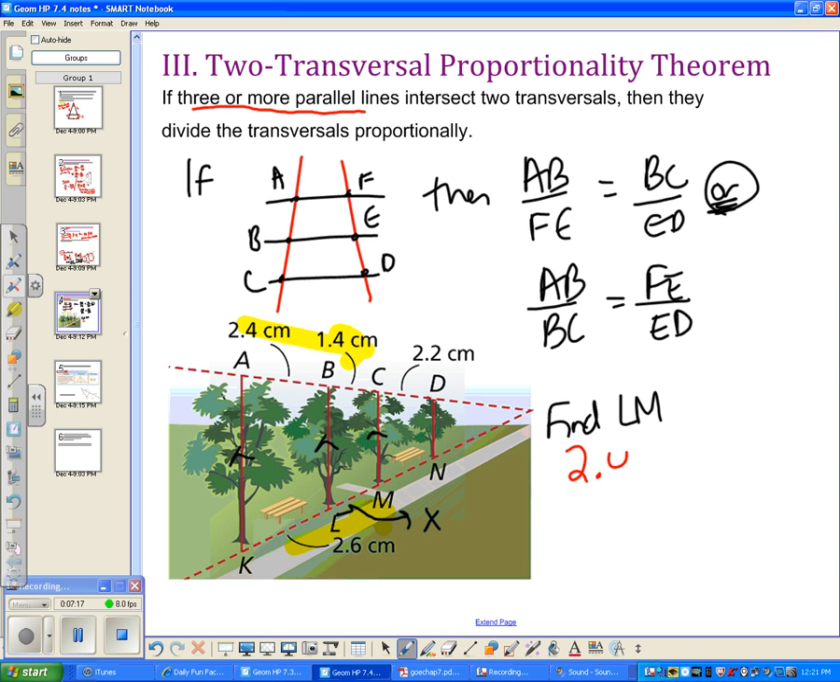So I'm going to say 2.4 over 1.4 equals 2.6, this piece, over side length LM, and then I can cross multiply and solve. Again, that's not the only way to do it. That is just one way to do it. And they're going to be more complex, of course.